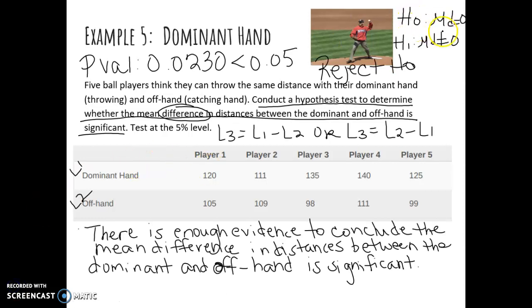Okay, so I put mu d equals 0, and because we're trying to see if there is a difference, I put mu d is not equal to 0, because if it's not equal to 0, that means there is a difference. I put dominant hand in as L1 and offhand as L2. Now what's nice about this one, because you're trying to see if they're not equal to 0, you can either do L1 minus L2 or L2 minus L1 for L3. Either one, it won't matter. Either way, you get 0.0230 as your p-value, which is less than 0.05, so you're going to reject the null, which means there is enough evidence to conclude the mean difference in distances between the dominant and offhand is significant.